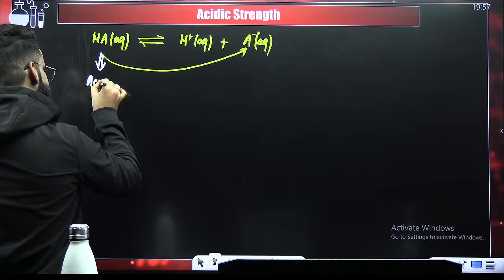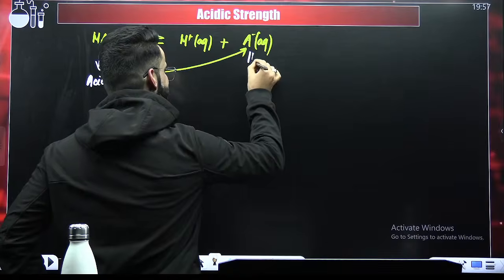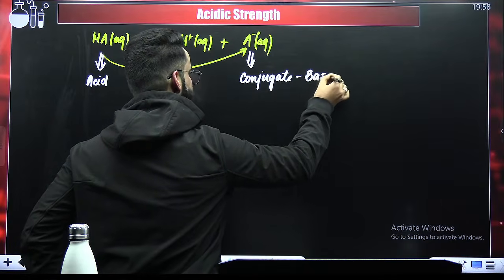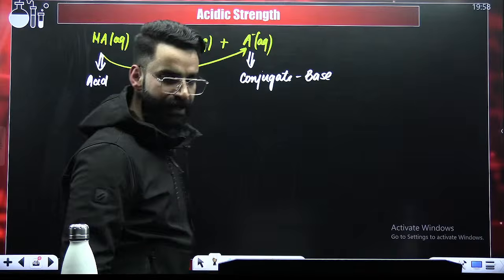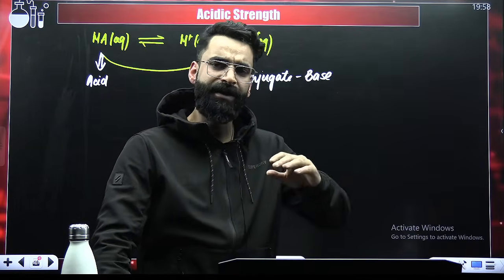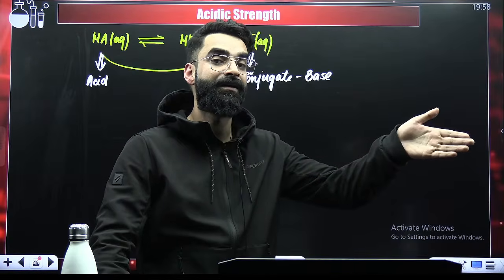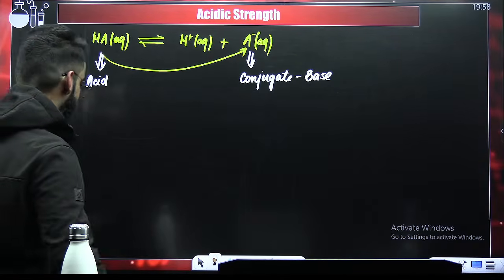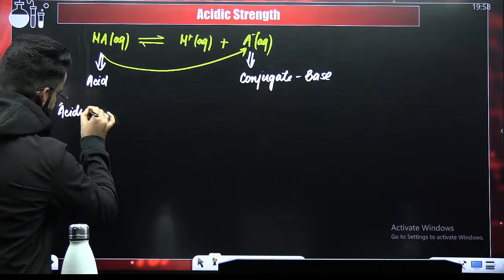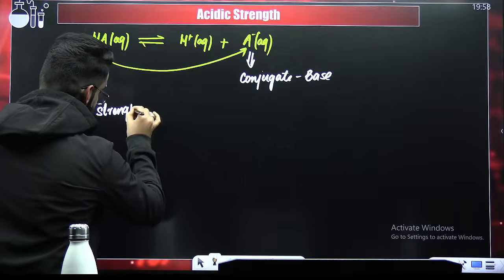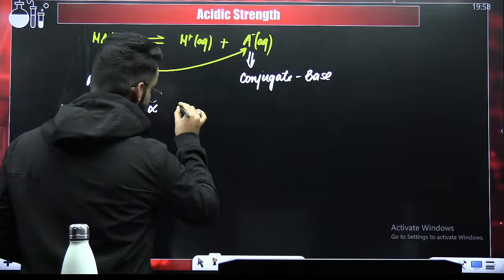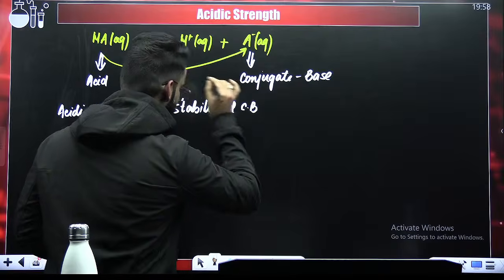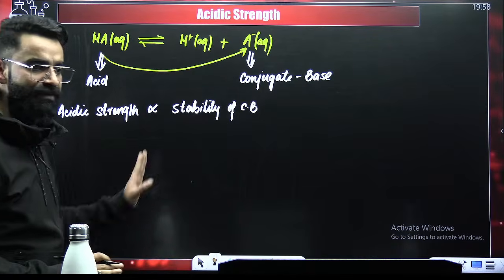Remember, if this is the acid, then this A negative is something we call the conjugate base of this particular acid. An acid after losing H positive gets converted to something, and that something I'll be calling the conjugate base. And remember, my dear students, from now onwards, the acidic strength of an acid is directly proportional to the stability of the conjugate base.